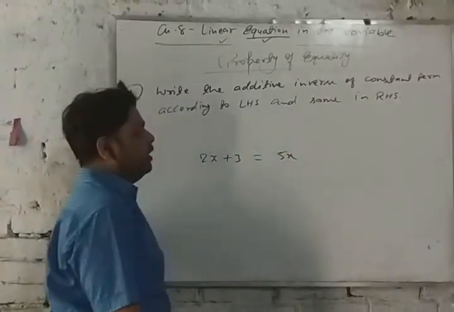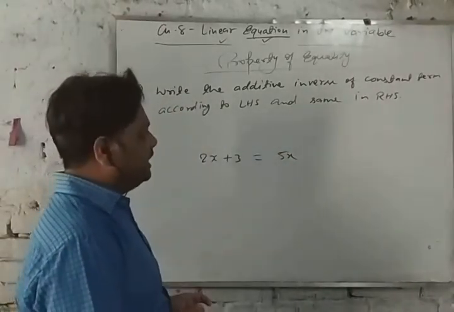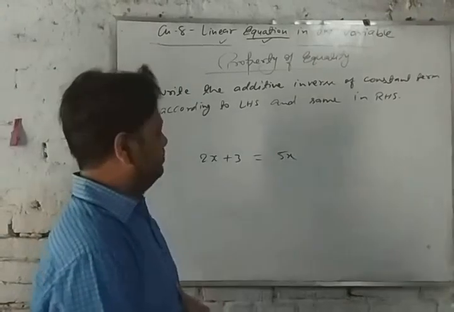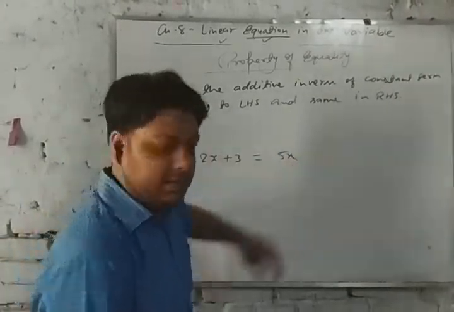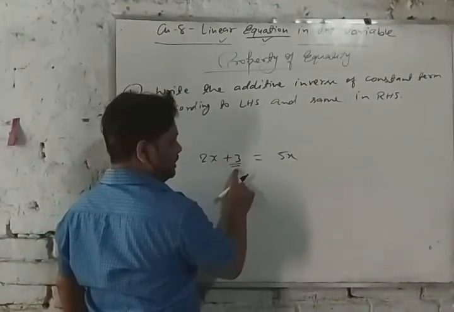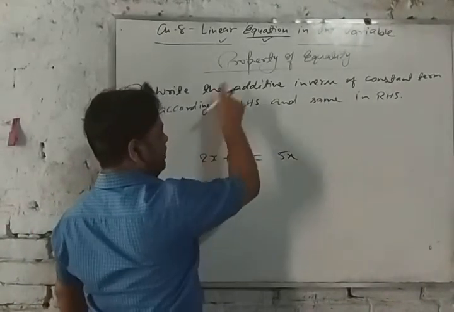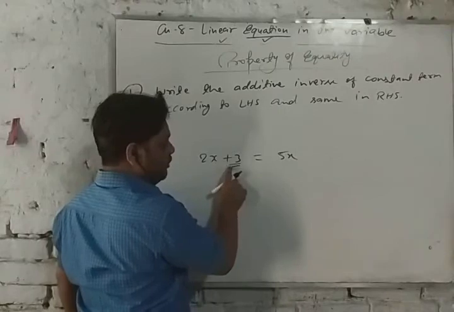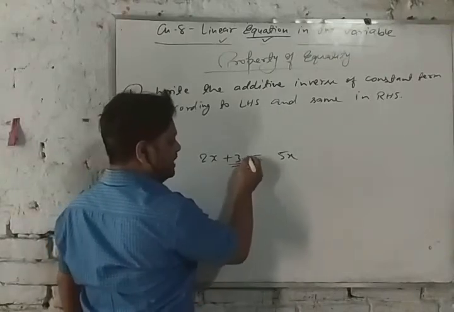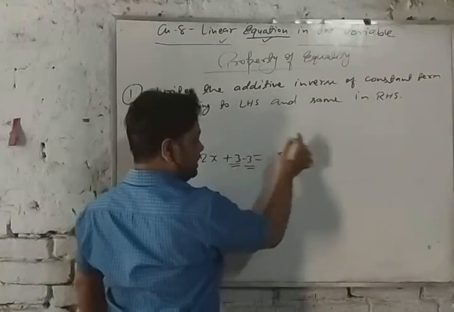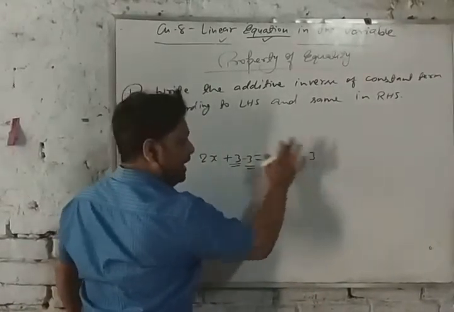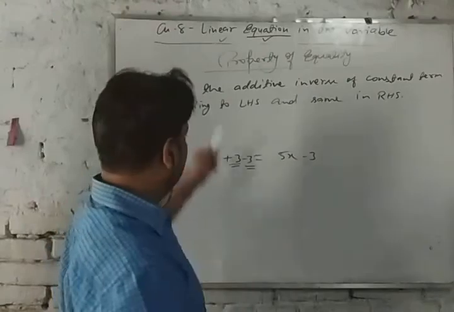Now it is written: write the additive inverse of the constant term, only the constant term, according to LHS, not according to RHS. According to LHS, the constant term is 3, and we have to write the additive inverse of this. So what is the additive inverse of plus 3? Minus 3, and the same in RHS we have to write. That is minus 3 we will write here also to balance it. Okay, this is the first step.